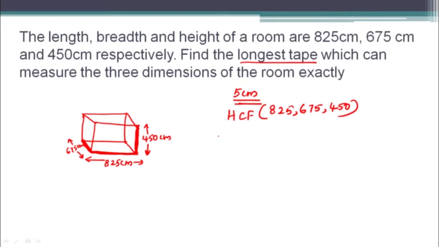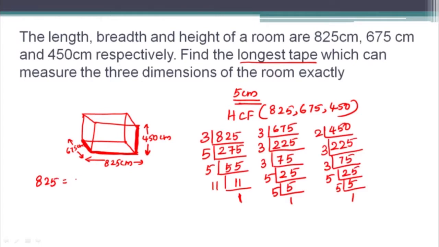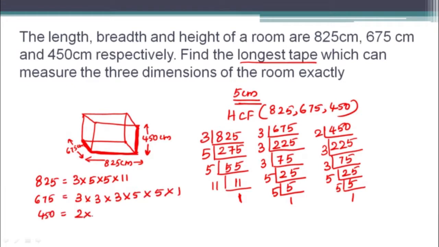So let us do it by prime factorization method. How can you write 825 in terms of its prime factors? 825 is nothing but 3 multiplied by 5 multiplied by 5 multiplied by 11. Similarly, 675 is nothing but 3 multiplied by 3 multiplied by 3 multiplied by 5 multiplied by 5. 450, that is equal to 2 multiplied by 3 multiplied by 3 multiplied by 5 multiplied by 5.